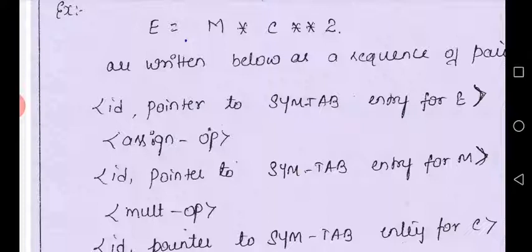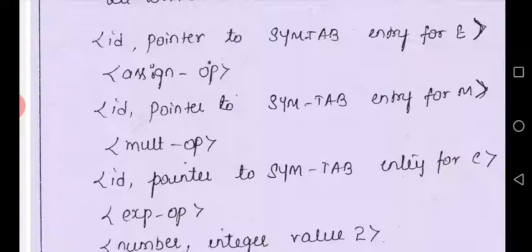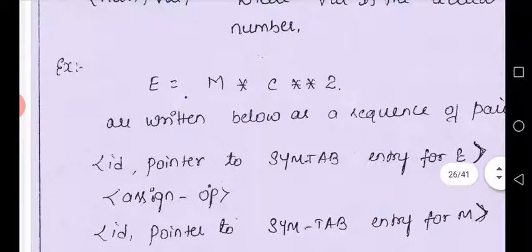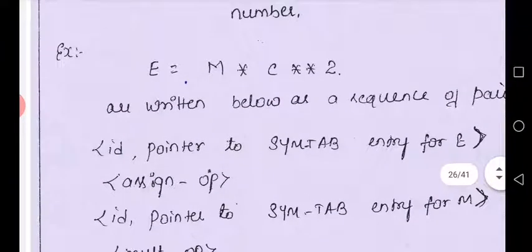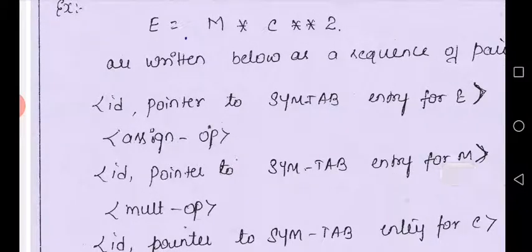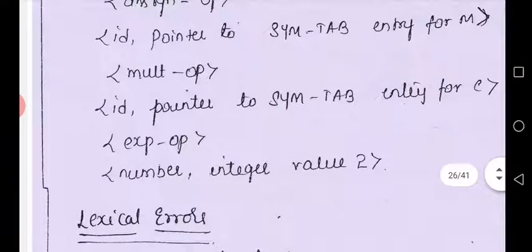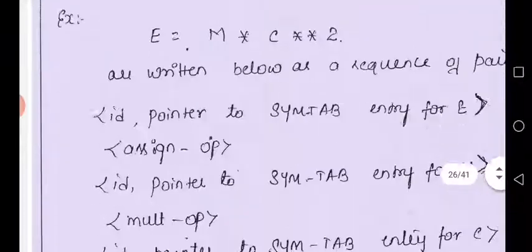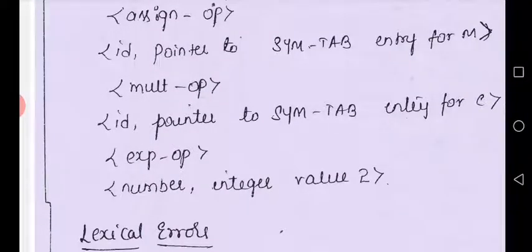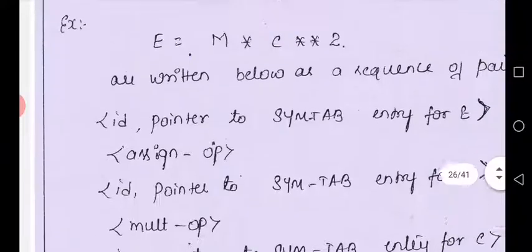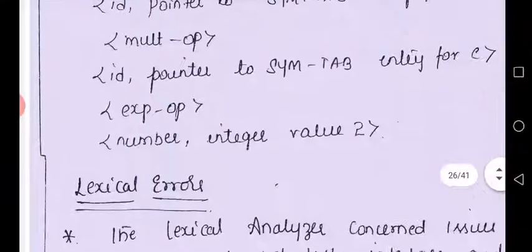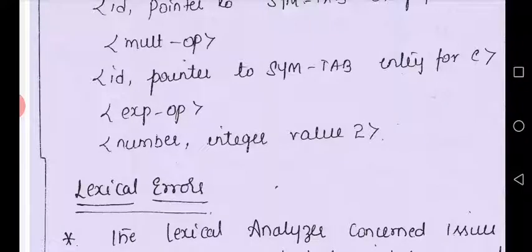After equals we have m, which is also considered an ID, pointer to symbol table entry for m. How many m's do we have? Only one m. Then next, the multiplication operator, only one we have. Then at last it is followed by C, so ID comma pointer to symbol table entry for C. After this operator we have, at last, a number. What is that? 2, right? Number it is, comma integer value 2. What is the original value of that particular number? 2, so integer value 2. This is how the token and attribute pairs can be generated.